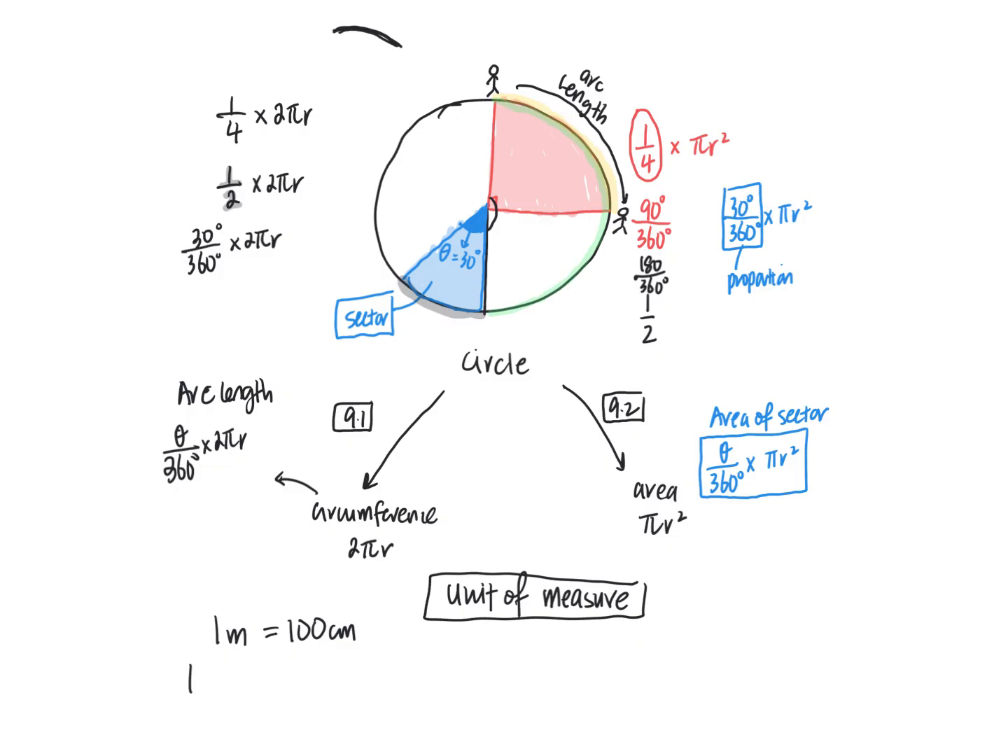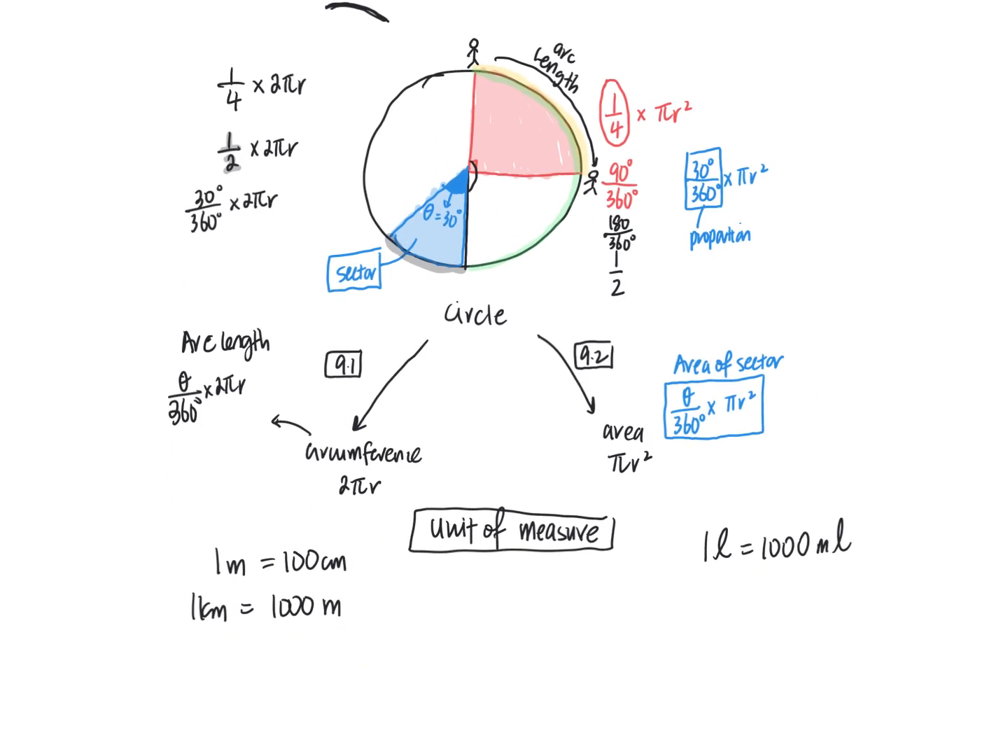So just like 1 kilometer is 1,000 meters, just like 1 liter is 1,000 milliliter. So there is another unit of measure for angles. They say pi radians. Radians is like cm, is like meters, is like liters, it's just a unit. They say it's the same as 180 degree.